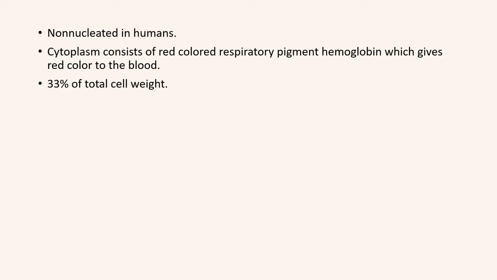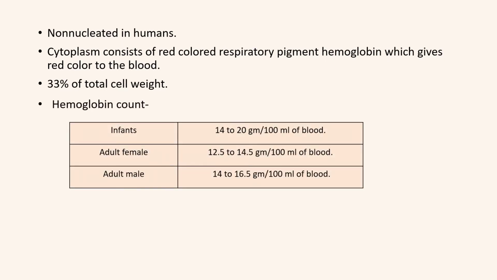the blood. It constitutes about 33% of total cell weight. Hemoglobin count. In infants, the hemoglobin count is 14 to 20 grams per 100 milliliters of blood, whereas in an adult female it is about 12.5 to 14.5 grams per 100 milliliters of blood, and in an adult male it is 14 to 16.5 grams per 100 milliliters of blood.